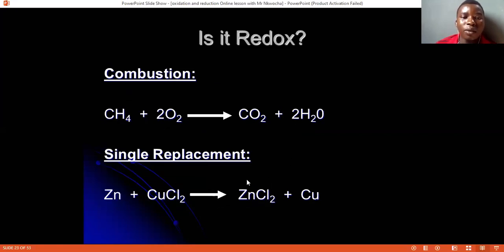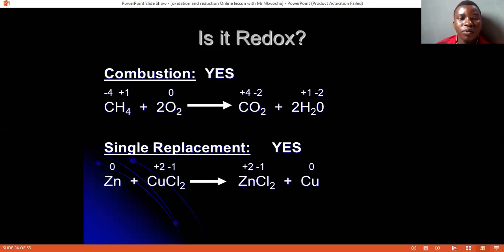So let's see another one. Look at this combustion. Obviously I've already told you that combustion is a redox reaction, right? So you can check out the oxidation state. And even single replacement. Look at this one. Single replacement reactions are also redox reactions. Look at what I mean by single replacement. Zinc has replaced copper in the product. Can you see? That's what we call a single replacement. So whenever there is a single replacement, it's a redox reaction. No big deal.